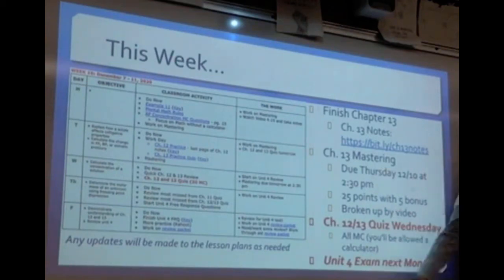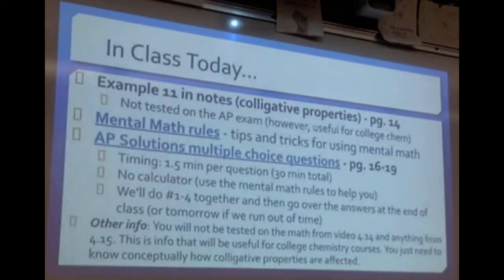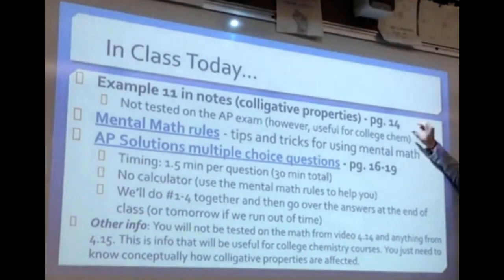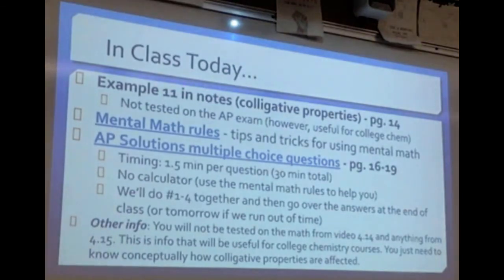So that's kind of looking at this week and then focusing more specifically on today. Today we are going to look at example 11 in the notes, which is page 14. This is looking at the math that's involved with colligative properties. So it's not tested on the AP exam. I'm not going to ask you questions for quizzes or tests, but it will be useful for future college classes. So for college chem, it's still important that you've at least seen one type of these examples.